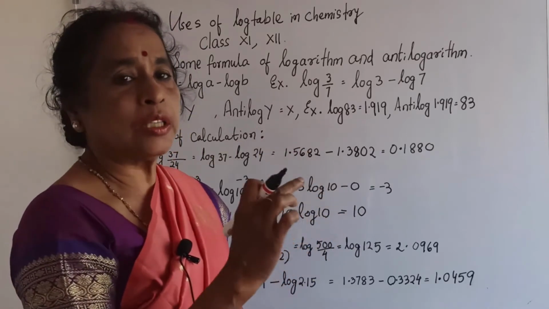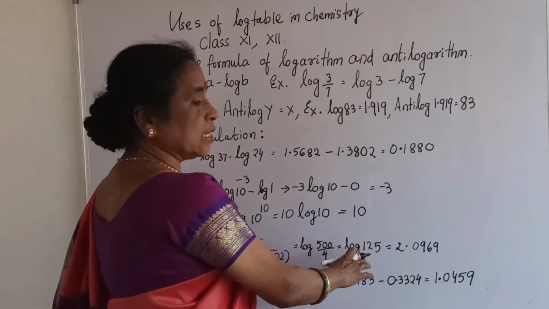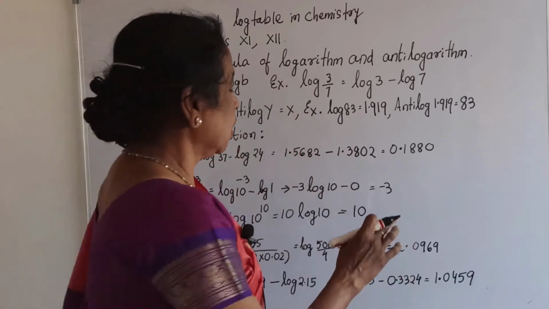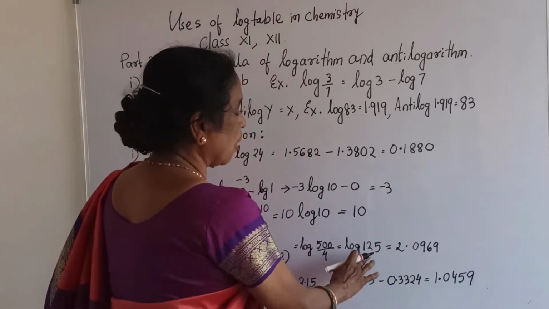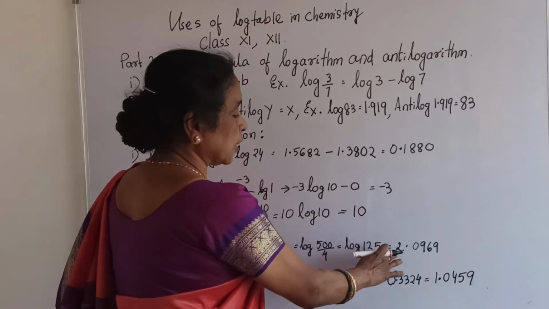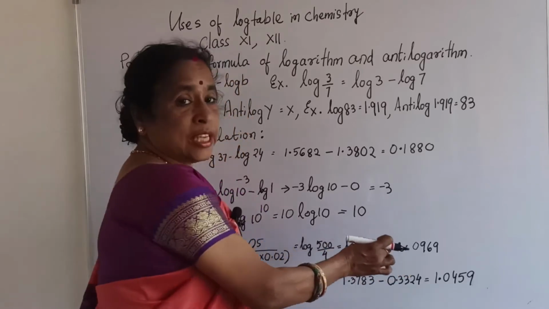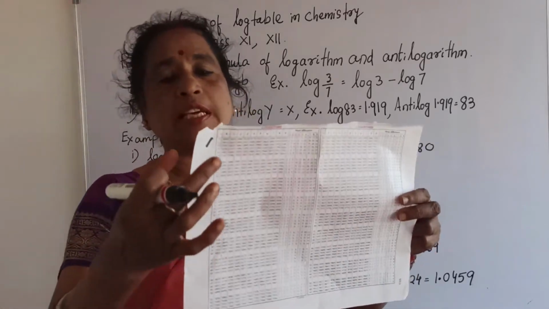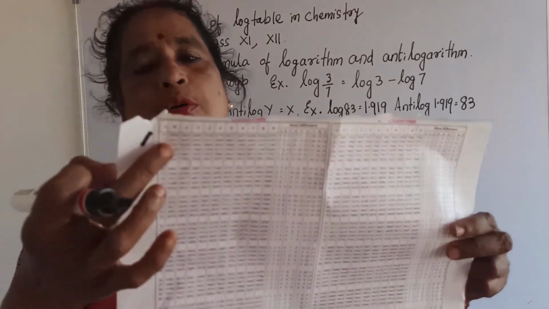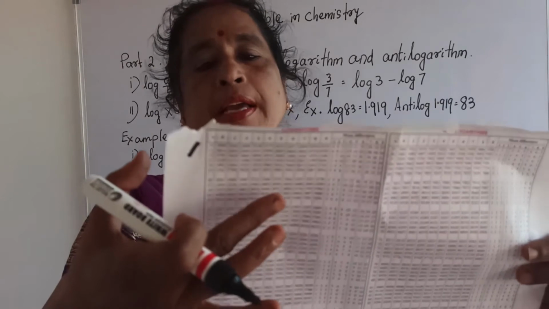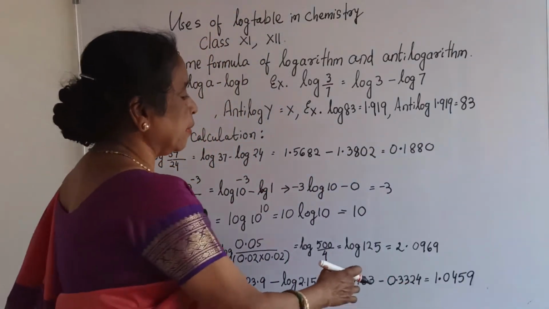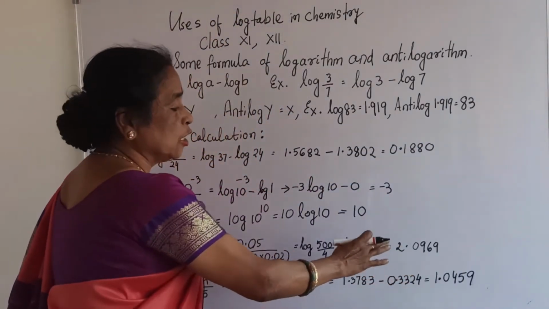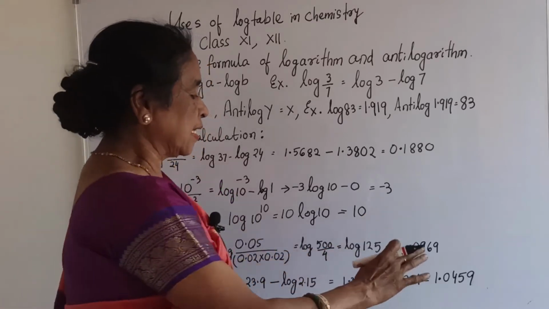125 has 3 digits, so 3 minus 1 is 2, so log 125, here 2 point. Then how to see? You see log 12, then come to 5, and see where it will meet. That value is 0.0969.